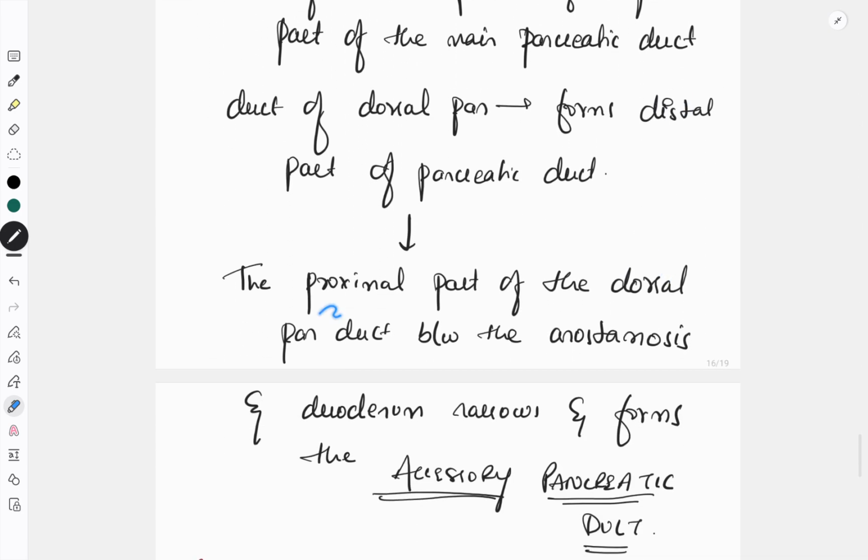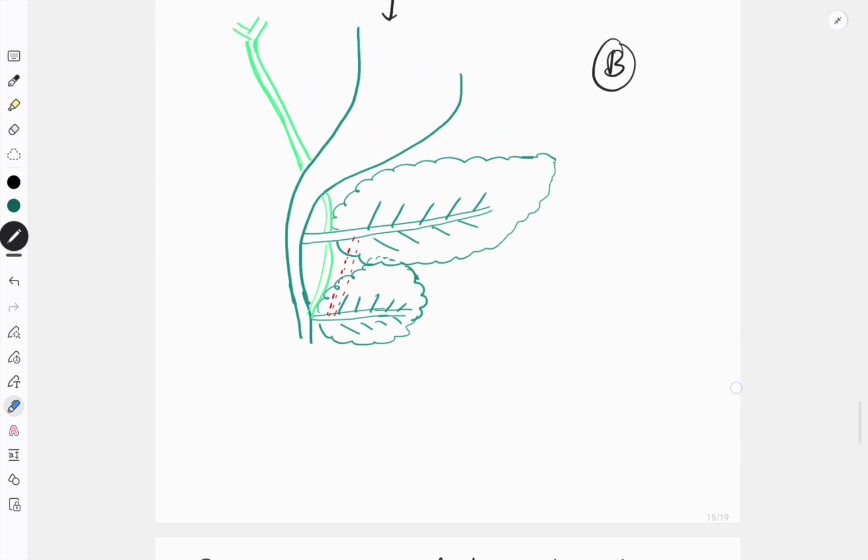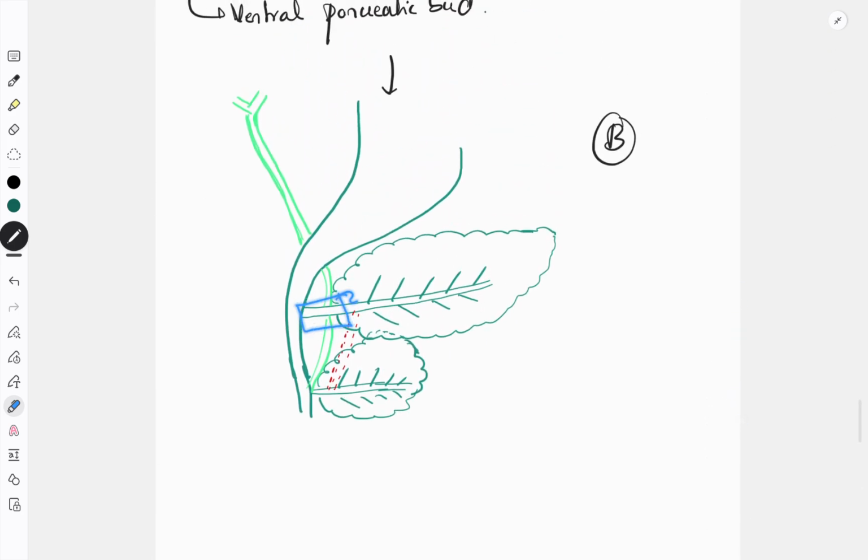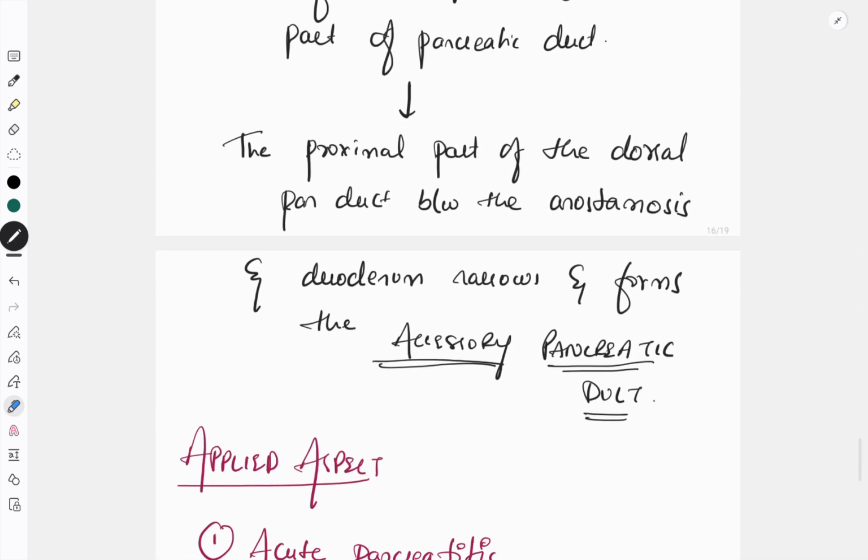Okay, now next, the proximal part of the dorsal pancreatic duct between the anastomosis and the duodenum narrows and forms the accessory pancreatic duct. Look at the proximal part of the dorsal pancreatic duct that is present between the anastomosis and the duodenum. That is, we are talking about this part. So this is the proximal part of the dorsal pancreatic duct that is present between the duodenum as well as the anastomosis. This will form your accessory pancreatic duct, is what they are telling us.